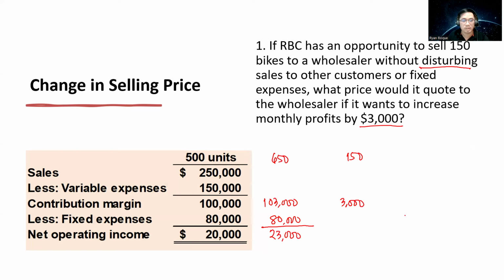We are asked for the selling price per unit that must be charged to the wholesaler trying to buy 150 bikes. So all we need to do is divide it by 150. Therefore, we will have a contribution margin per unit of 20. If we work back, we just have to add back the variable cost per unit. Remember, the VCU is 300. Therefore, the selling price is 320. So that's the answer in this problem. You just have to work back.